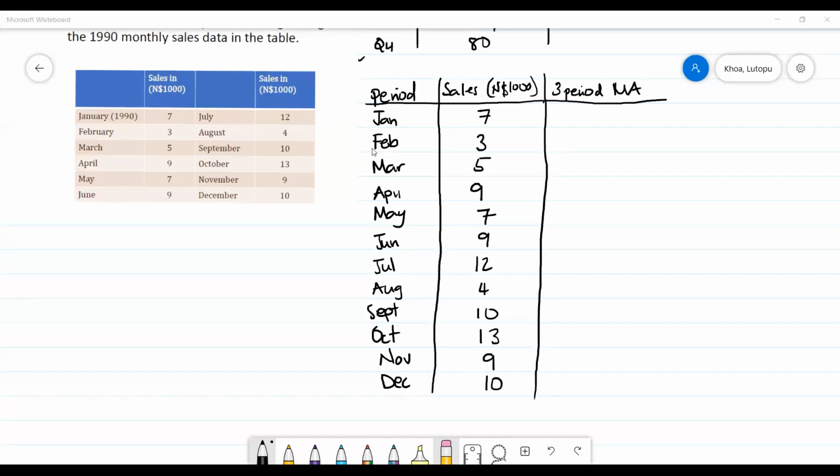Okay, so to work out our 3-point moving average, this one is very simple. We know how to do it. You just take these 3 values, the first 3 together. So we'll say 7 plus 3 plus 5, that is 15, and then 15 divided by 3, that is 5.